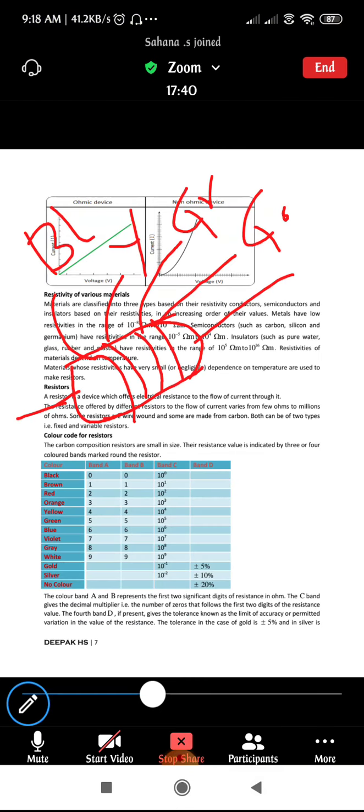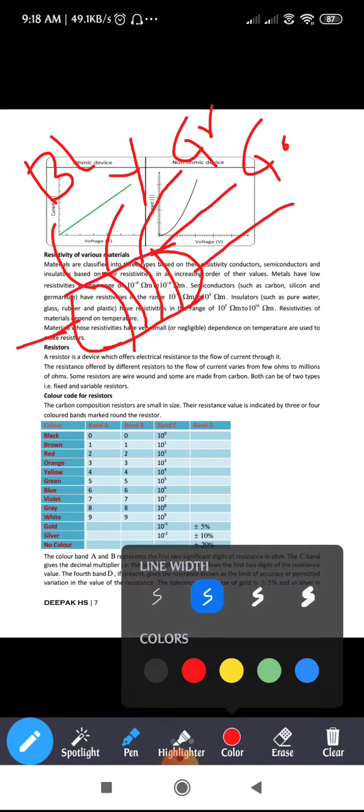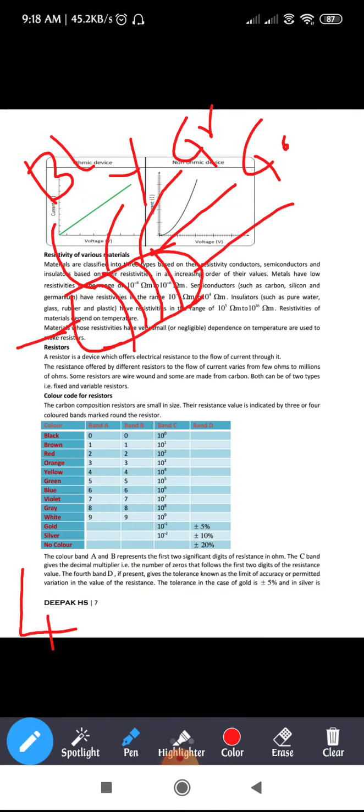See here, what is the value of black in band A? It is 0, so there is no need to write that. The next color is yellow, the second band. Go for band B. The yellow value is 4, so write down 4. Next is the decimal multiplier. The third band is green. Go to band C and check the value of green. It is 10 power 5.